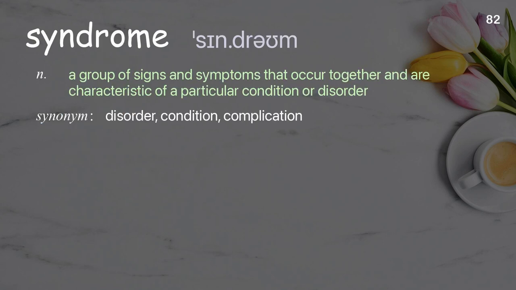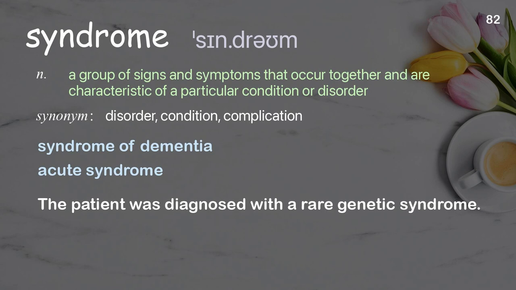Syndrome: a group of signs and symptoms that occur together and are characteristic of a particular condition or disorder. Examples: syndrome of dementia, acute syndrome. The patient was diagnosed with a rare genetic syndrome.